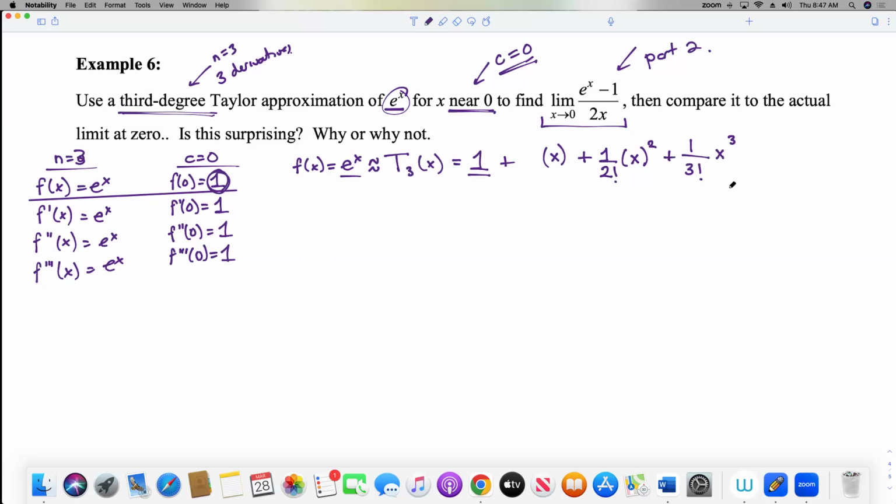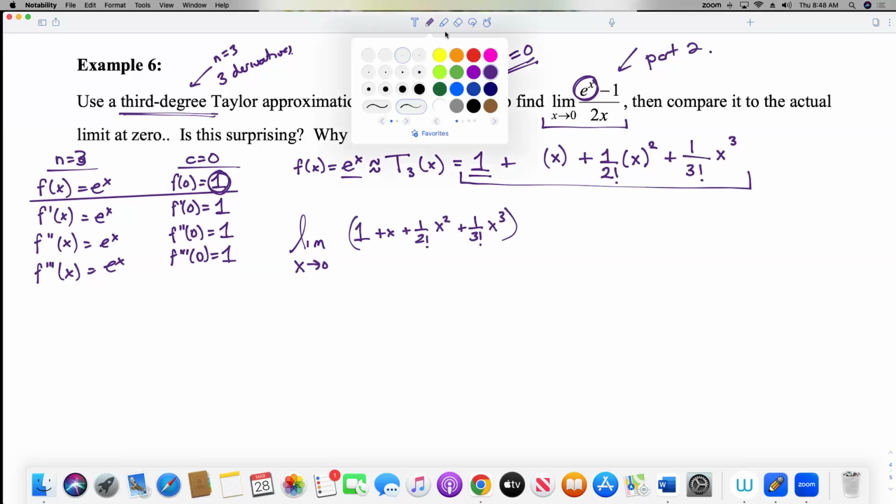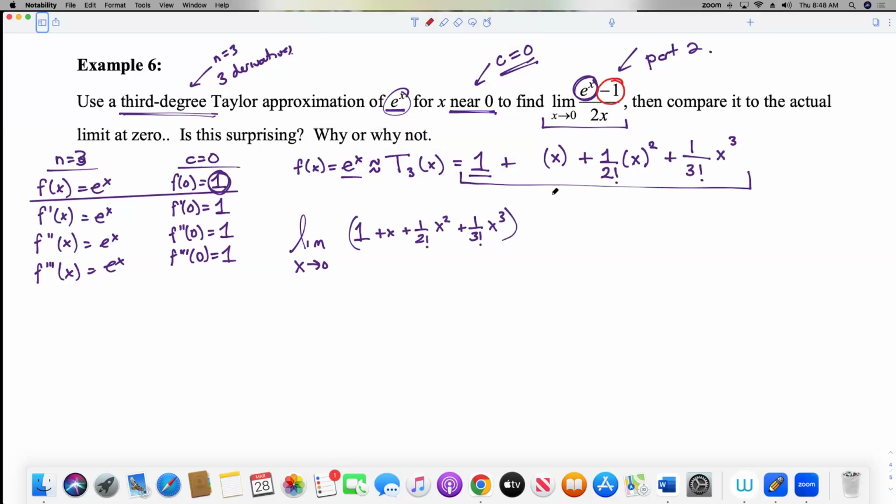So now that we have found e to the x, I'm going to use this approximation to figure out the limit as x approaches 0 of e to the x minus 1 over 2x. So e to the x is this part: 1 plus x plus 1 over 2 factorial x squared plus 1 over 3 factorial x cubed. And now I want to subtract 1 from it, and I want to divide it by 2x.